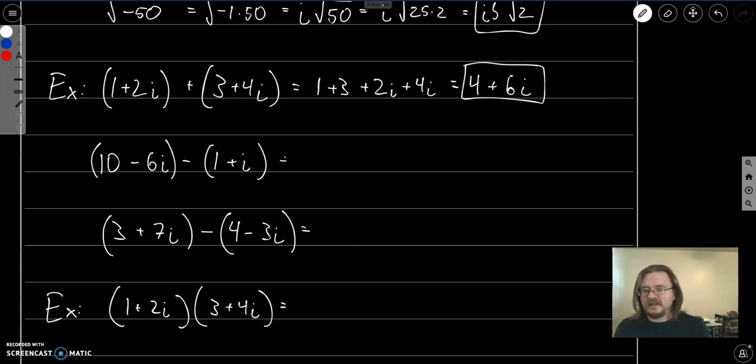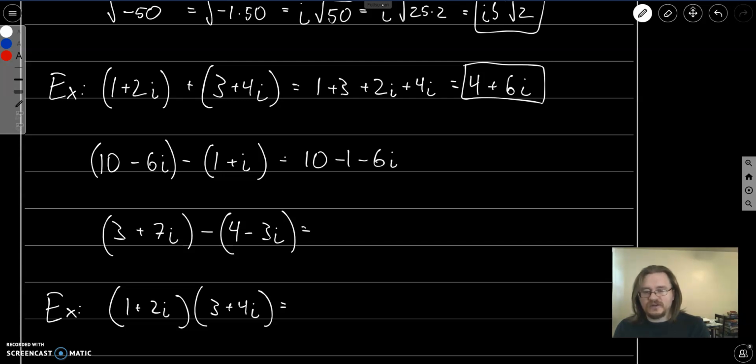So here I've got 10 minus 6i minus 1 plus i. So here we want to be a little bit careful because we're subtracting. So we just have to pay attention to the negative signs. So over here I've got a 10. Here I'm subtracting 1. So when I want to write this term down, I distribute. So I'll take minus 1. Over here I've got minus 6i.